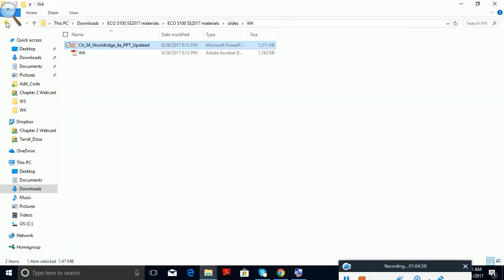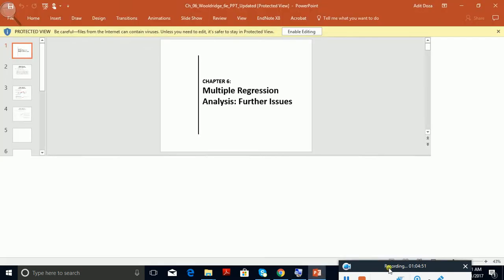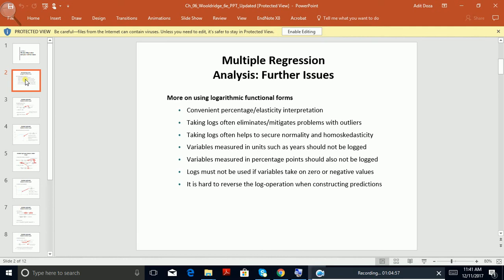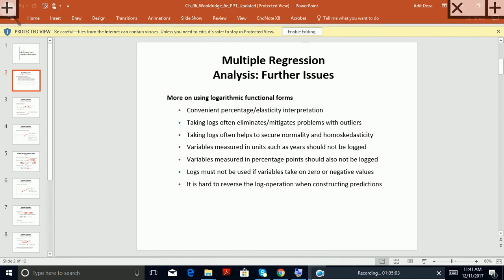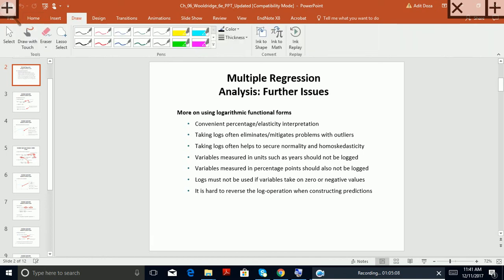Alright, now only 2 chapters left and both of them are like 10 slides each. So not big chapters, those 2. Basically, this slide is the important slide, when we can take log and when we can't. This will come in the exam. Okay, definitely coming.